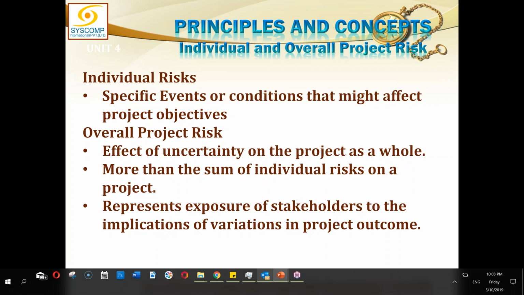It is more than the sum of individual risks on a project, because when two risks are occurring simultaneously, they may be more damaging as compared to if they are occurring separately. So therefore, there would be a synergistic effect if more than one risk is occurring simultaneously, and therefore the cumulative effect on the whole of the project can be very different from the total sum of all the risks. It represents the exposure of the stakeholders to the implications of variations in project outcome.